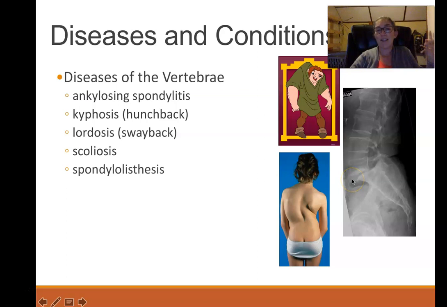This is different than a slipped disc. A slipped disc is when one of those cartilage pads is slipping out and is pressing against the nerves and causing nerve pain. That's different than a slipped spine. That's spondylolisthesis.